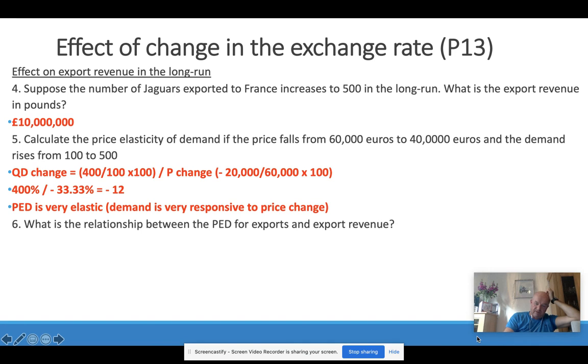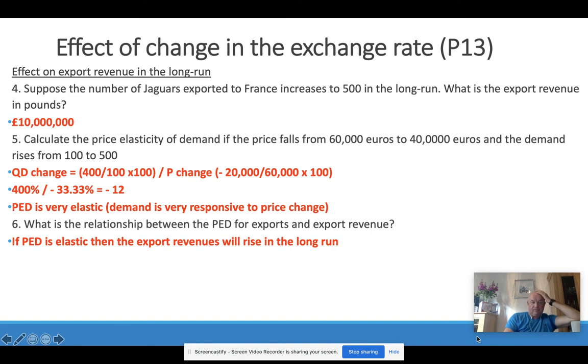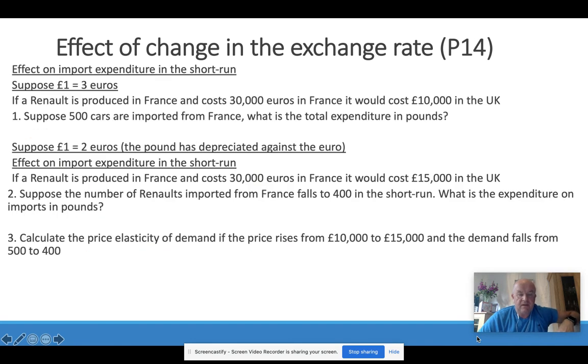So what is the relationship between PED for exports and export revenue then? Well, if PED is elastic, then export revenues will rise in the long run. And that does make some sense, doesn't it? If we've got elastic demand and we've got these scenarios changing like it's shown here, then that's clearly going to have a big impact in the long run. Okay, let's take a look at the next scenario then.